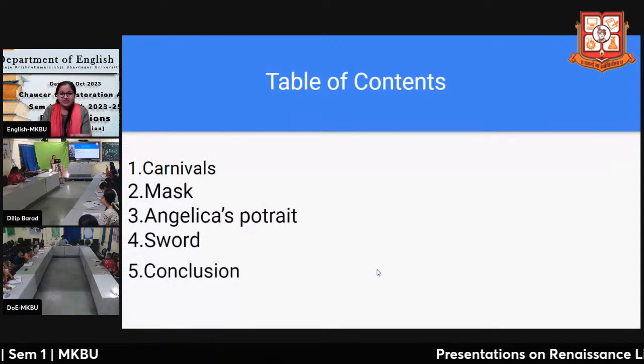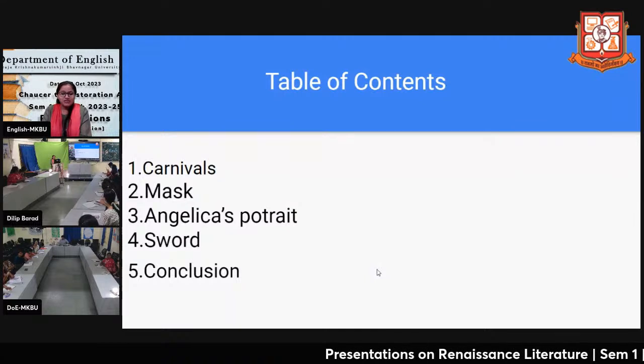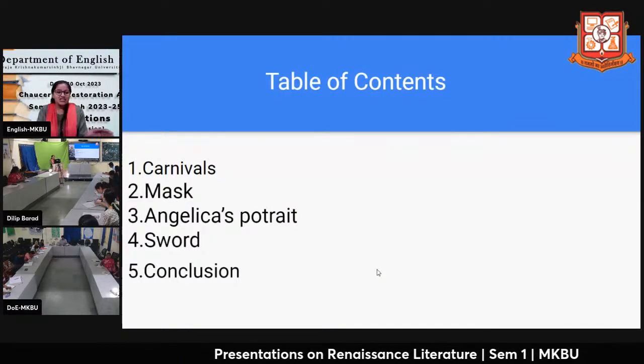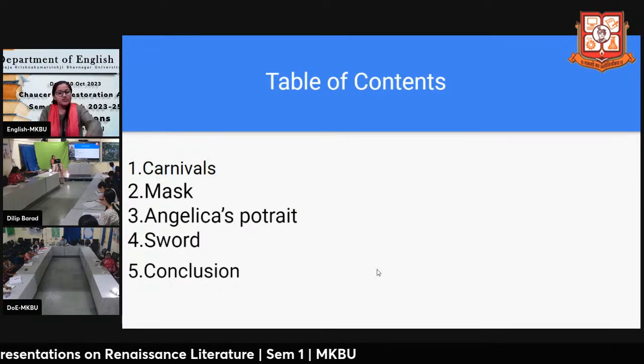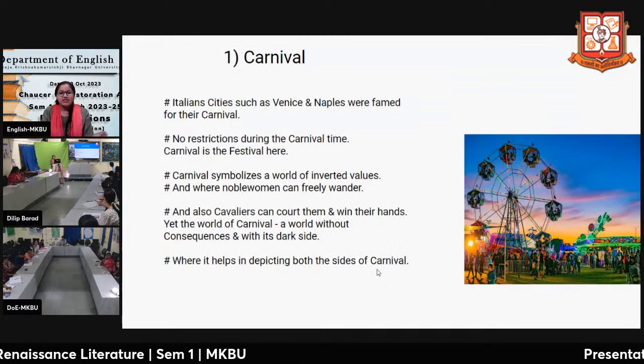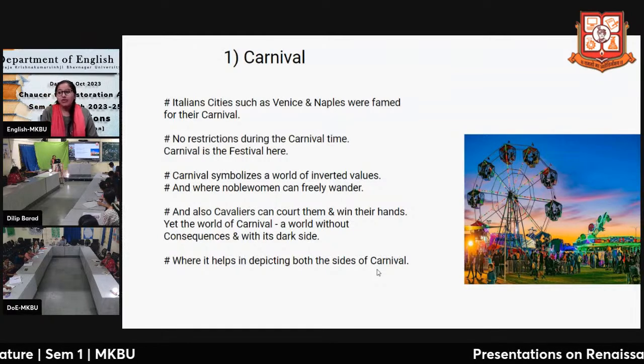and this is the table of contents in which I am going to explain Carnival, Mask, Angelica's portrait, where I've made a spelling mistake, I think, Sword, and Conclusion. The first symbol is carnival.